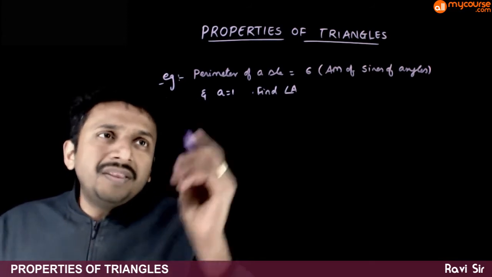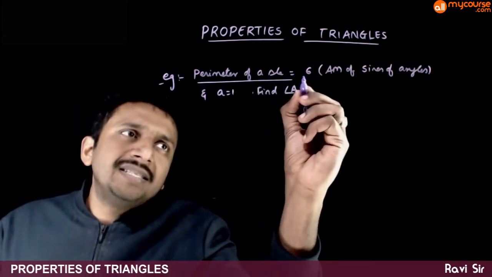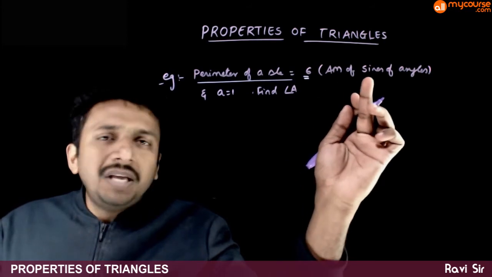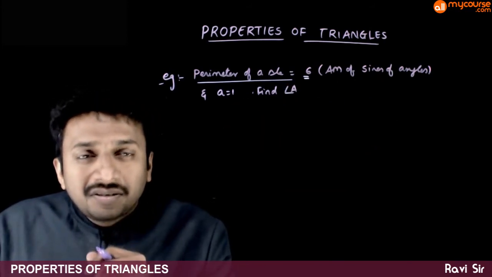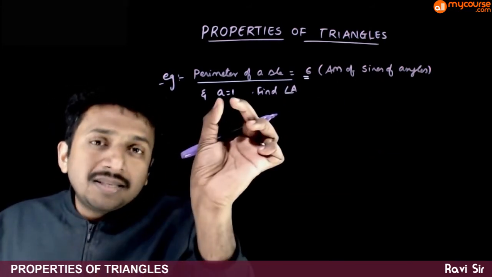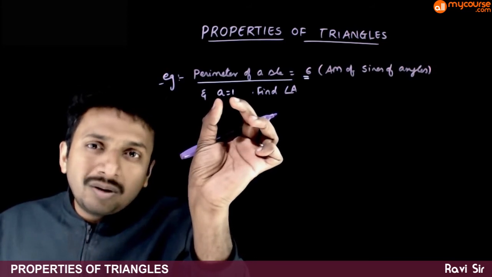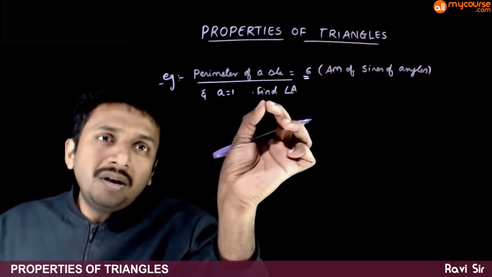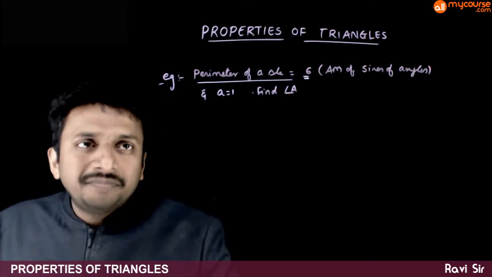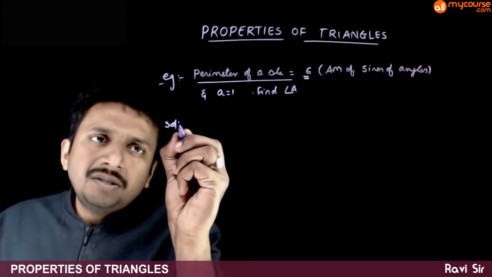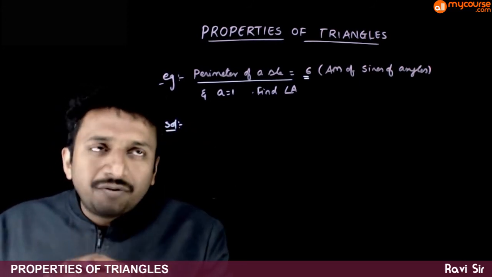In the question you're given that the perimeter of a triangle is 6 times the arithmetic mean of sines of the angles, and the side opposite to vertex A is equal to 1. You're asked to find the angle A. So you can solve this using the basic formula.